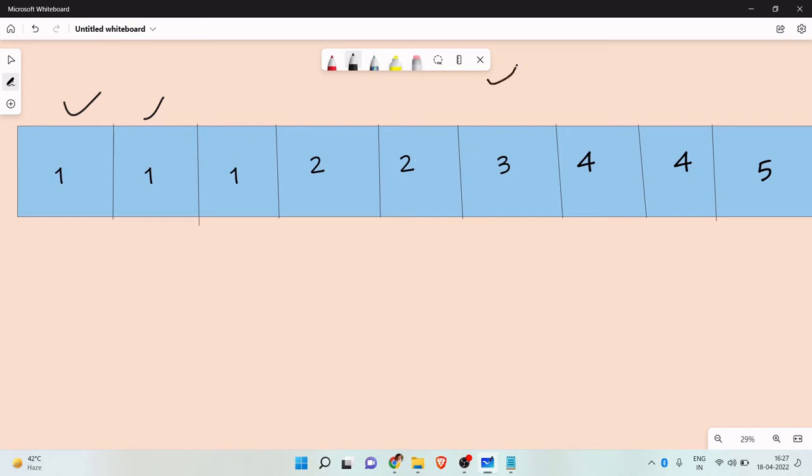Now in case of 3, we are going to check the left part. It is 2, which is not equal to 3. And the right part we are also going to check. The right part is 4, which is also not equal to 3. So we hereby conclude that 3 is the answer.